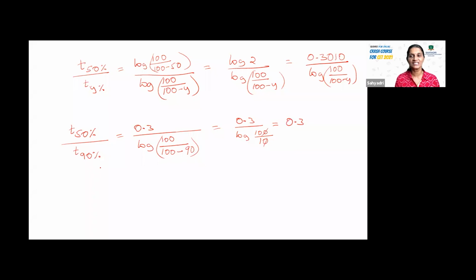Now you have a new result. Can you tell me what is that? T 50% is equal to 0.3 times T 90%. Is it not easy to remember? And it's easy to calculate also, right? If T 50% is given and you're asked to calculate T 90%, then what do you do? 10 divided by 3, correct? 10 divided by 3, what is that? 3.33 times T 50%, T half.